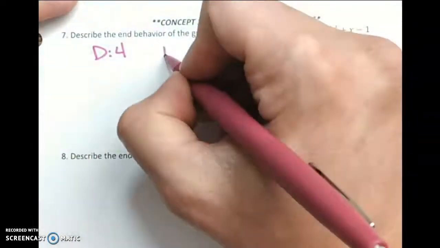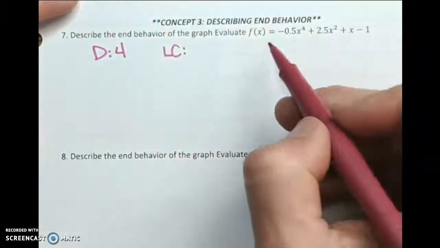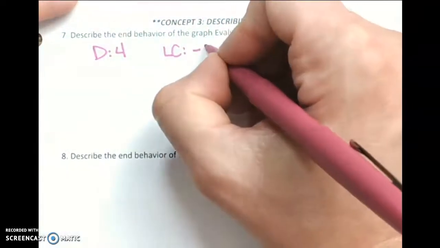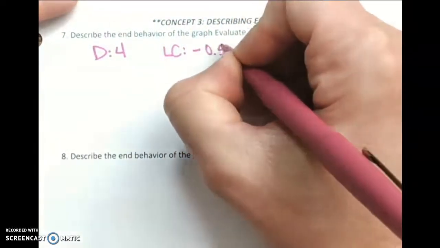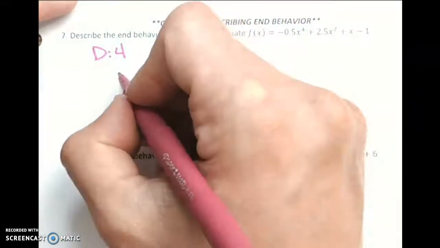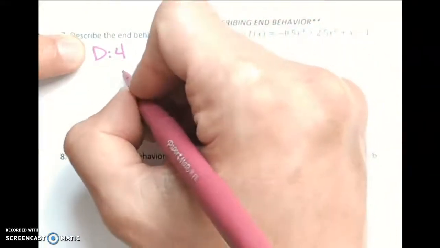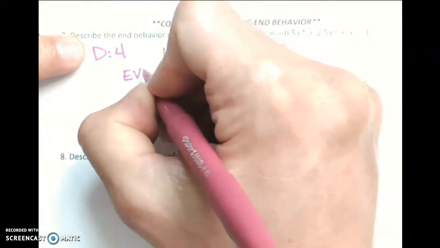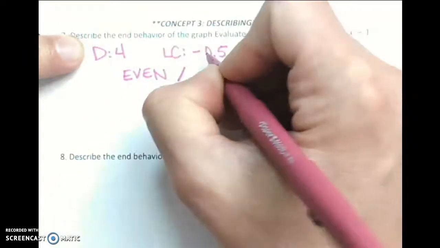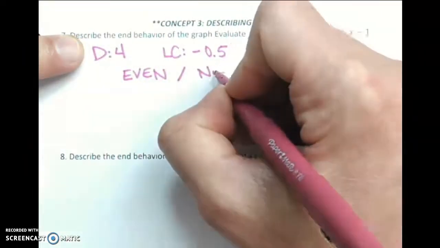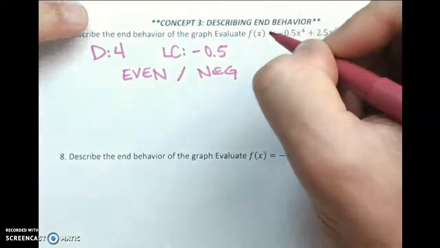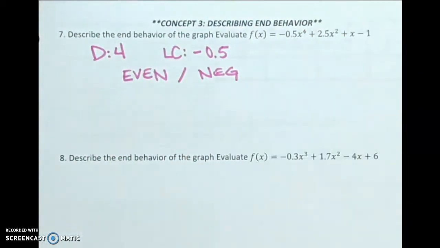Second thing I want to identify is my lead coefficient, and specifically the sign, which is negative 0.5. What I'm going to take from that again is this: the degree is even, and the lead coefficient is negative. Even negative is really what I need from that equation. Now, to describe the end behavior, it's always going to go left and right. What's going to change is going up or down.